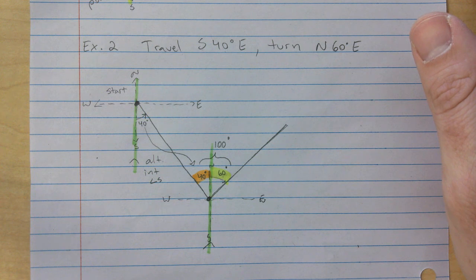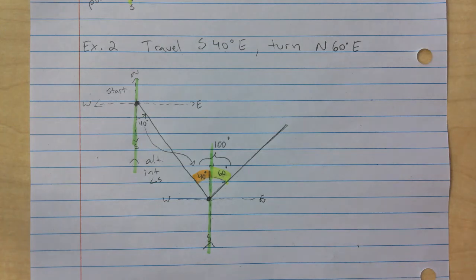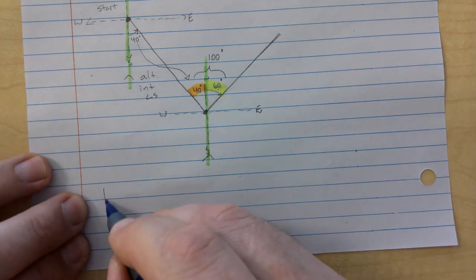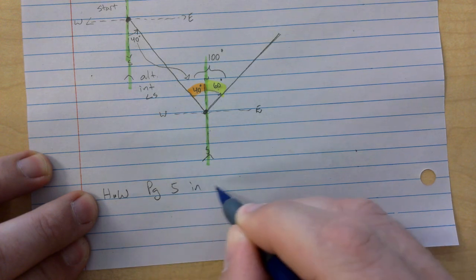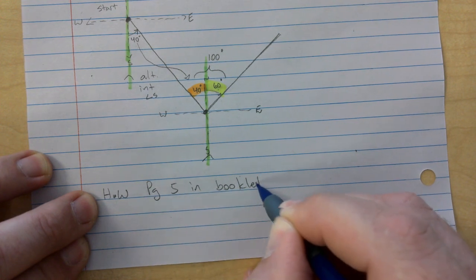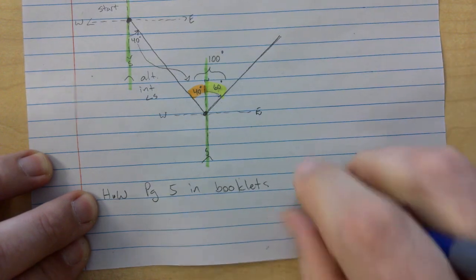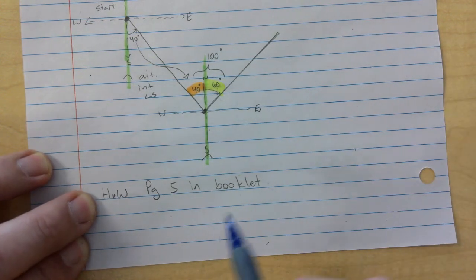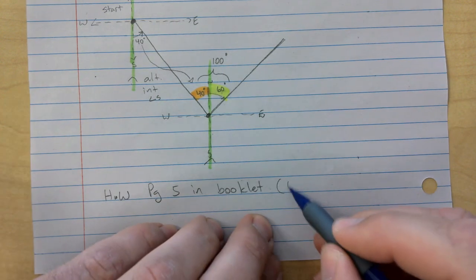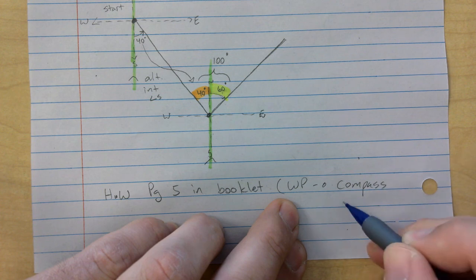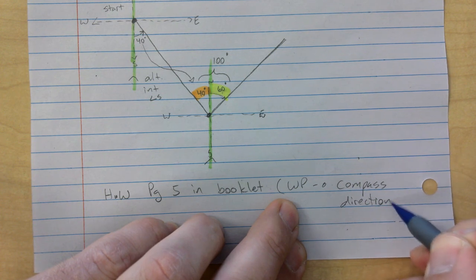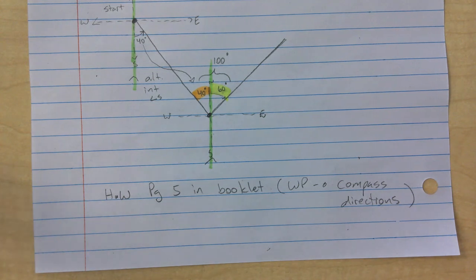Let me give you some work to do. And I will say page 5, okay? Homework, page 5 in booklet. Those are word problems that use the compass, right? These are word problems. There are compass directions as well. And I will go over that tomorrow.